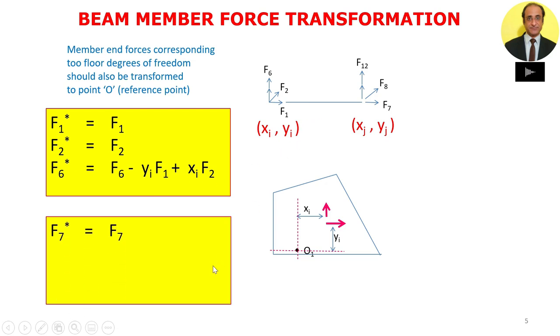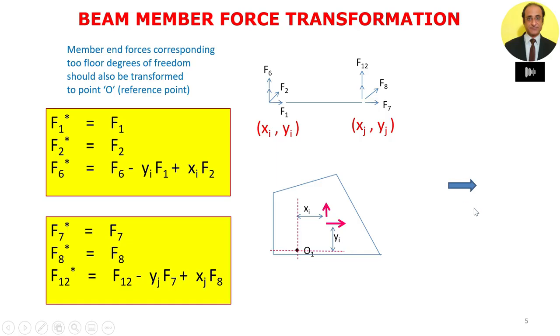Similarly, at the other end we can write in the same fashion. The forces, they remain same, F7, F8, but the shifting of the forces, that introduces moment. So what we can see is that the force in the global x direction, that is subtracted because it introduces a moment in negative z direction, but the force in the positive y direction, it introduces a moment in the positive z direction.